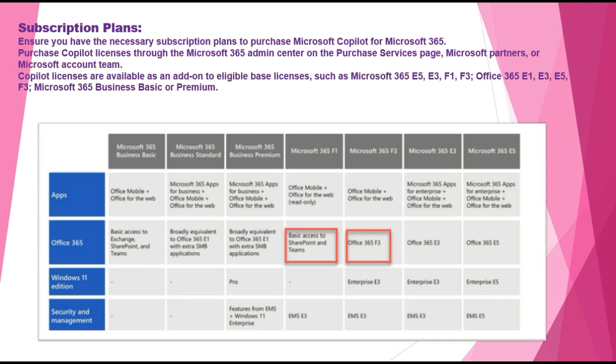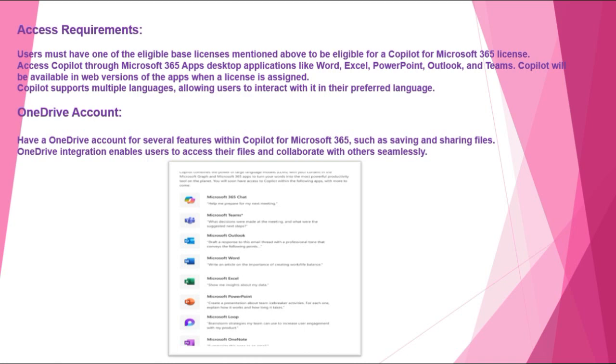Copilot licenses are available as an add-on to eligible base licenses, such as Microsoft 365 E5, E3, F1, F3, Office 365 E1, E3, E5, F3, Microsoft 365 Business Basic or Premium. Access requirements. Users must have one of the eligible base licenses mentioned above to be eligible for a Copilot for Microsoft 365 license. Access Copilot through Microsoft 365 apps, desktop applications like Word, Excel, PowerPoint, Outlook, and Teams.